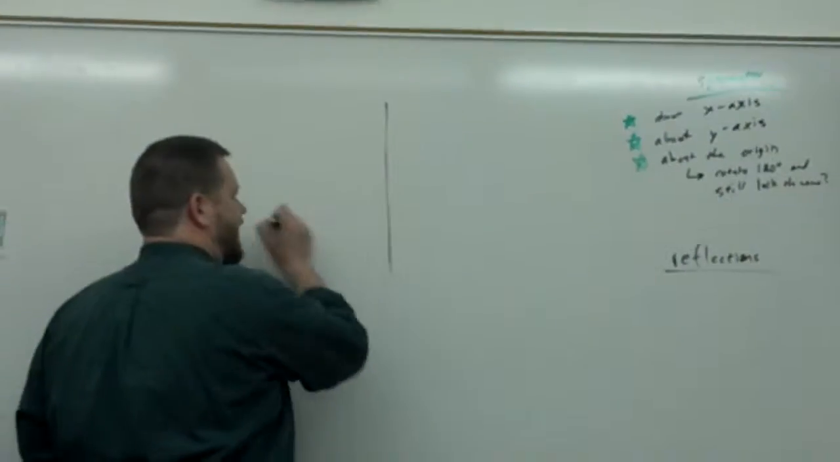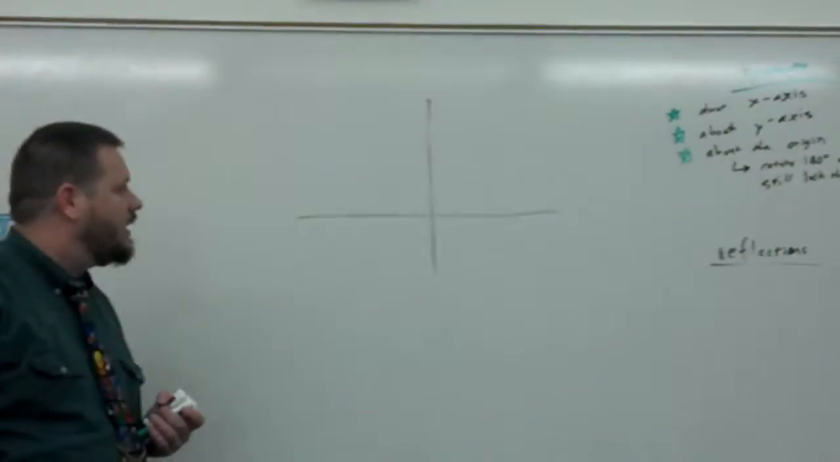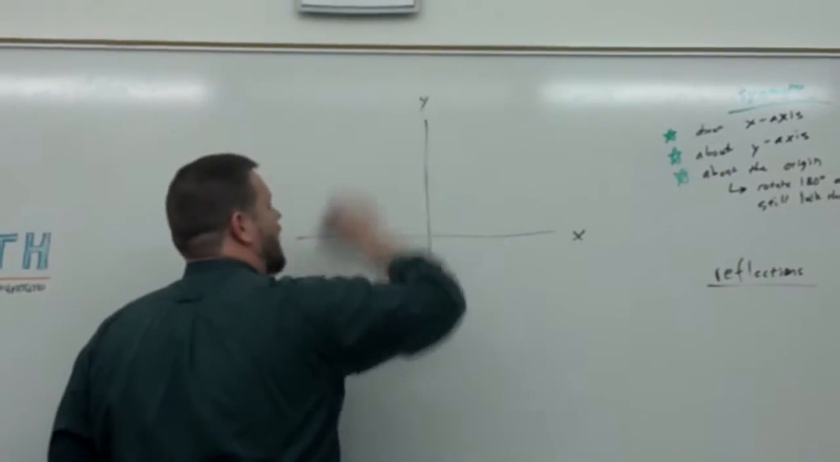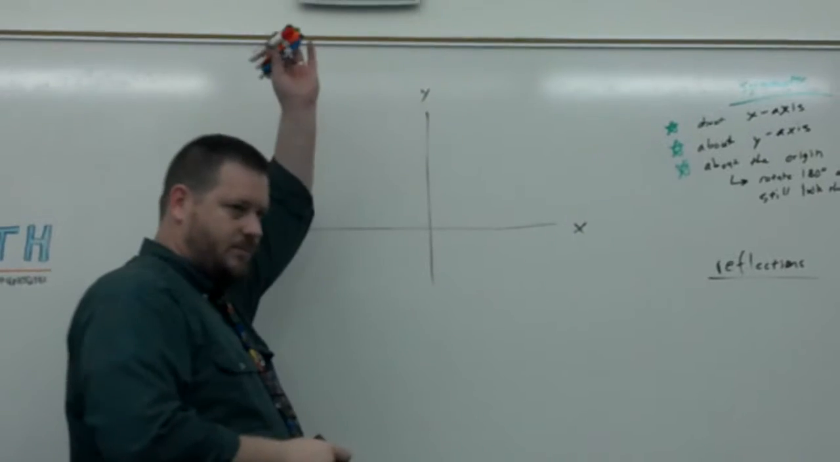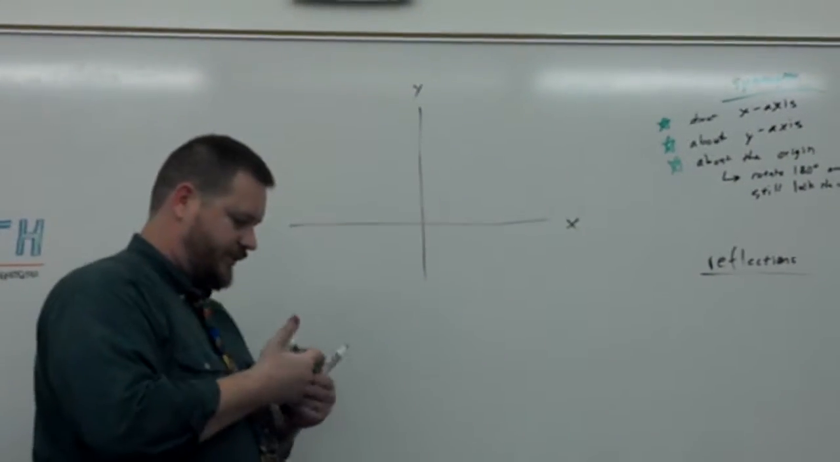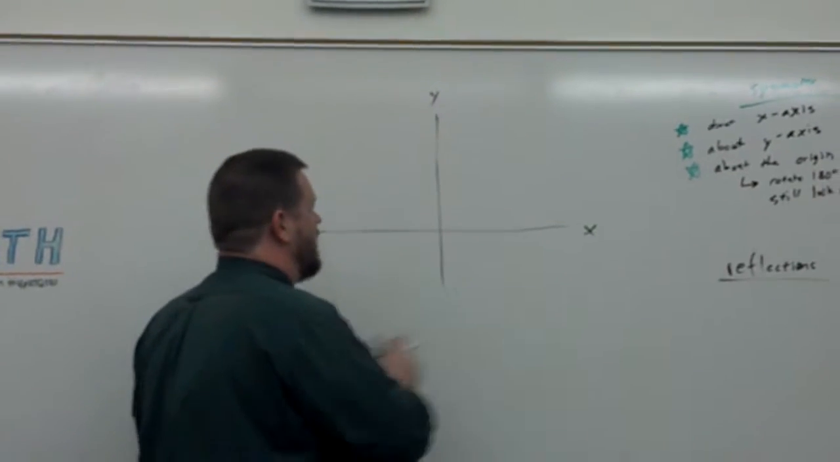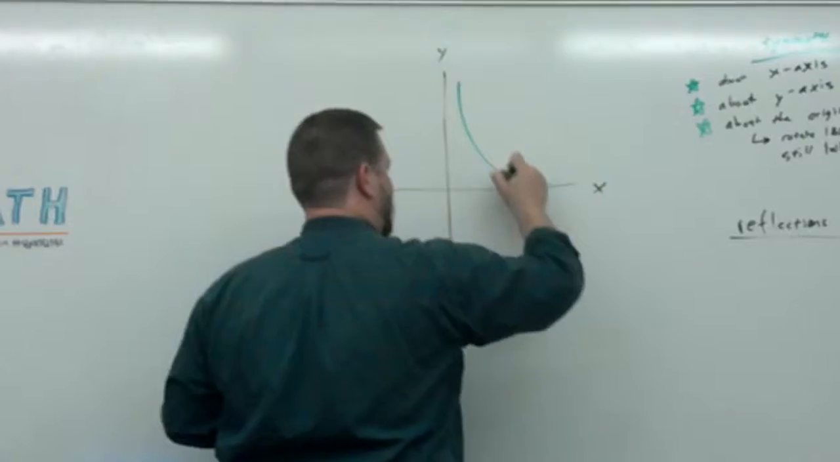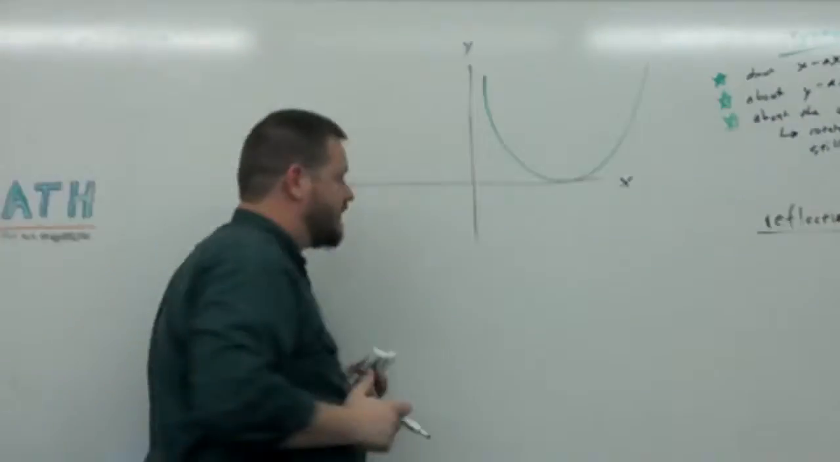Let's do this. Let's say we have our x-y axes here. A little bit of a curvature, but that's okay. We already have brown for the axes. Let's put blue. Let's say we have a parabola that comes down and touches here and goes up like that.